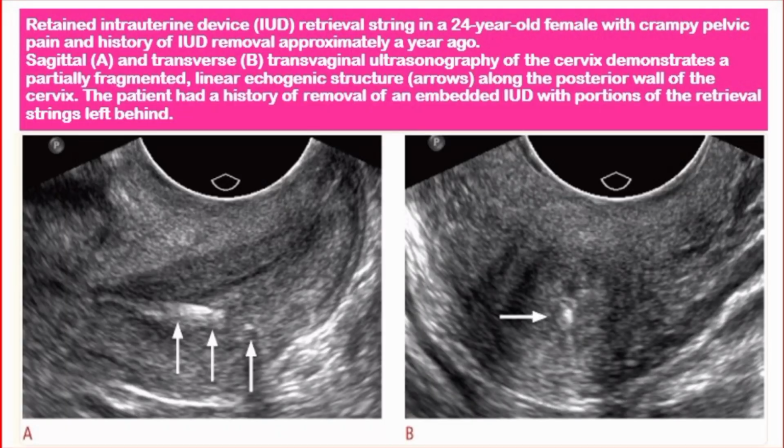This image shows a retained intrauterine device retrieval string in a 24-year-old female with crampy pelvic pain and a history of IUD removal approximately a year ago. Sagittal A and transverse B transvaginal ultrasonography of the cervix demonstrates a partially fragmented linear echogenic structure along the posterior wall of the cervix. The patient had a history of removal of an embedded IUD with portions of the retrieval strings left behind.